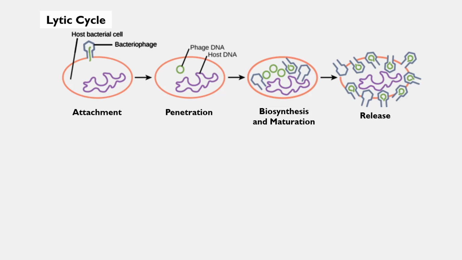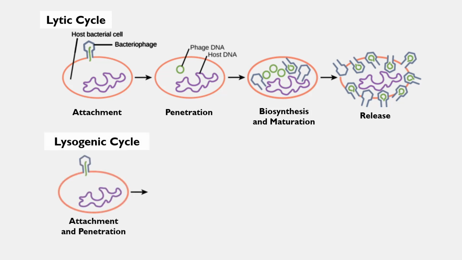We can contrast the lytic cycle to the lysogenic cycle. Whereas the lytic cycle we can think of as a hostile takeover of the cell, we can think about the lysogenic cycle as being more of a covert operation. During the lysogenic cycle, attachment and penetration take place just like they do in the lytic cycle. But that's where things start to change, because after the viral DNA has entered the host cell, something called integration takes place.